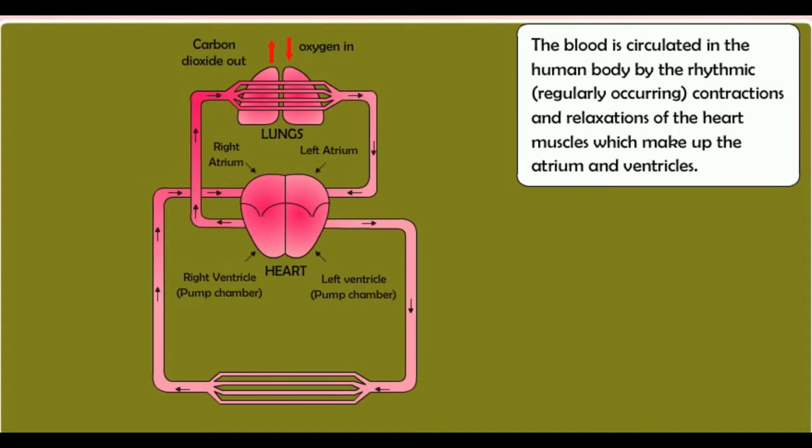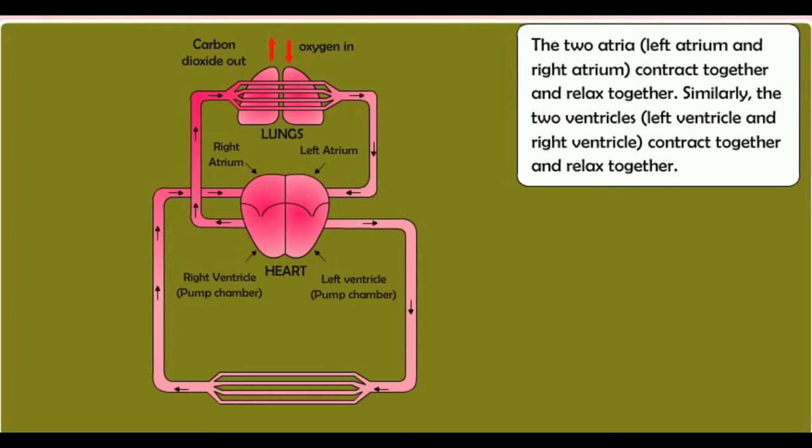Working of the circulatory system. The blood is circulated in the human body by the rhythmic contractions and relaxations of the heart muscles which make up the atria and ventricles. The two atria, left atrium and right atrium, contract together and relax together. Similarly, the two ventricles, left ventricle and right ventricle, contract together and relax together.